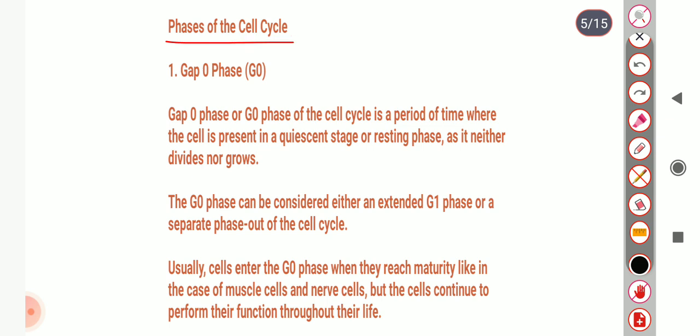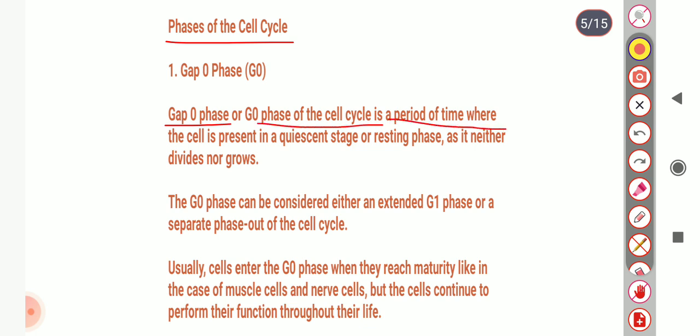These are the phases of the cell cycle. First of all, the G0 phase or gap phase. G0 is a phase of the cell cycle, a period of time where the cell is present in the quiescent stage or resting phase. You can see that in this phase cells are present in the resting phase, neither dividing nor growing.